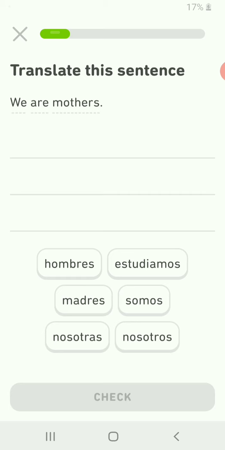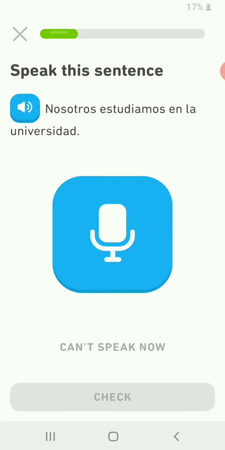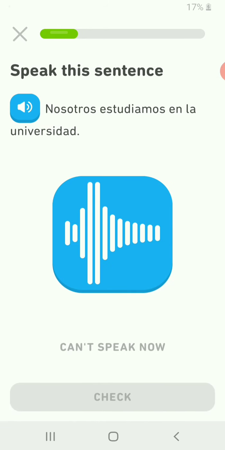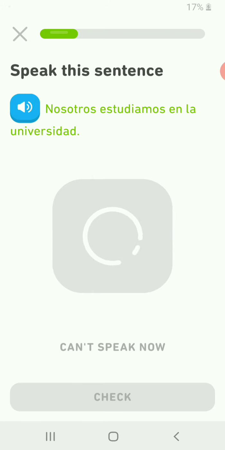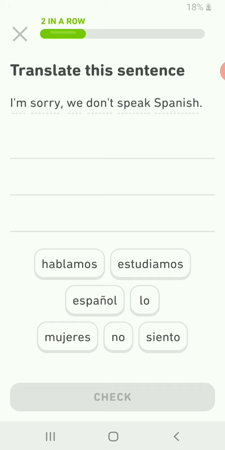Translate this sentence: We are mothers. Nosotras somos madres. That's very easy. Estudiamos. Okay, nosotros estudiamos en la universidad. This means we study at the university. So nosotros is masculine here.